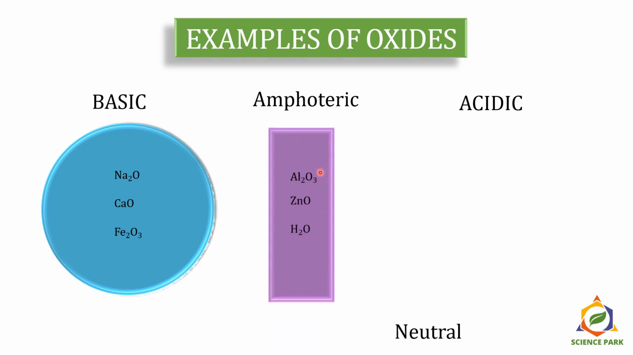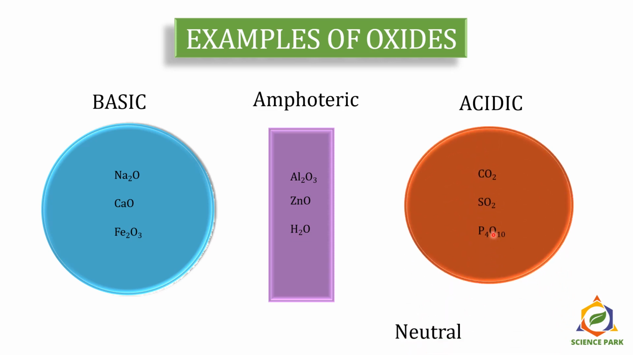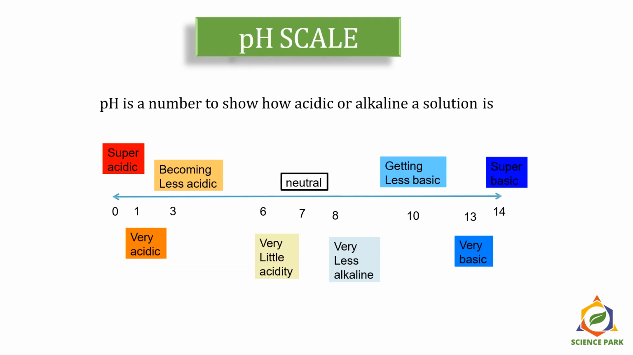Some examples of amphoteric oxides are alumina, zinc oxide and water. Now here water is very special. If the basic ion concentration is more in water, it will show me pH higher than 7. If some acidic ions are there in water, it will show me acidic. The water will have pH lower than 7. Acidic oxides are carbon dioxide, sulfur dioxide, phosphorus oxide. All these are acidic oxides. Now carbon monoxide and nitrogen monoxide are neutral oxides.